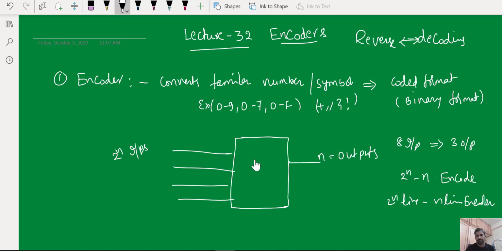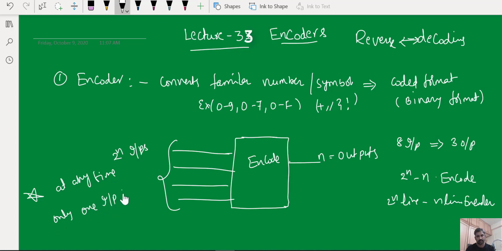So in an encoder circuit, this is very important: at any given point of time only one input is activated. That means you are going to press either 0 or 1 or 2 or 3 at a given instant of time, and the corresponding binary output will be displayed at the output side. So this is all about your encoders. Now we'll try to see some examples of encoders.